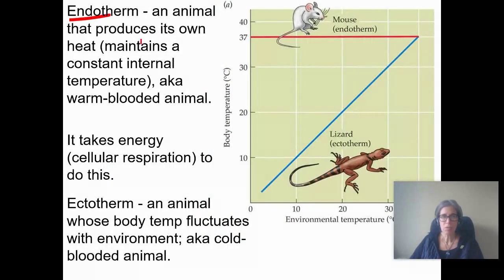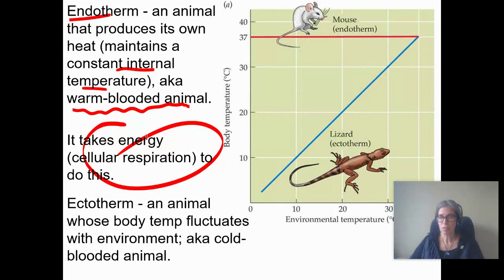Endotherm. An endotherm is an animal that produces its own body heat, and it maintains a constant internal temperature. So, for example, our body temperature is 98 degrees Fahrenheit or 37 degrees Celsius. We usually just call them warm-blooded animals, and it takes energy for them to stay warm, or for us to stay warm. Warm-blooded animals are mammals and birds.